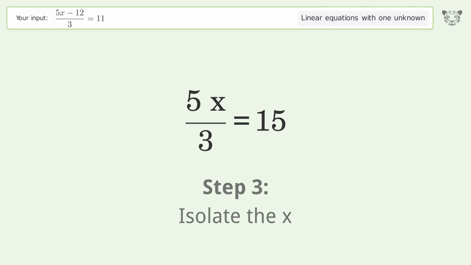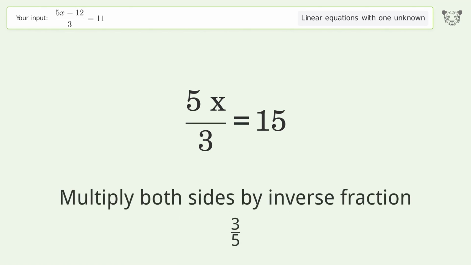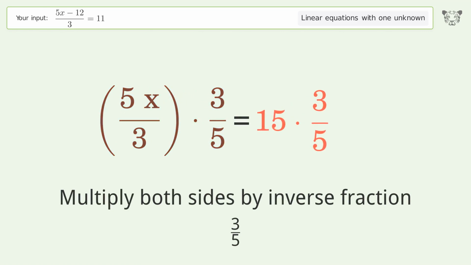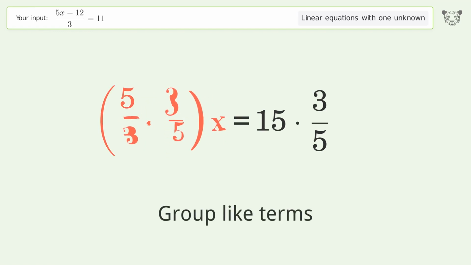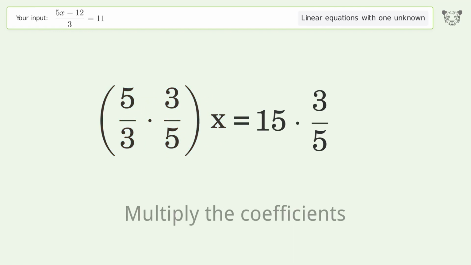Isolate the x. Multiply both sides by inverse fraction 3 over 5. Group like terms. Multiply the coefficients.